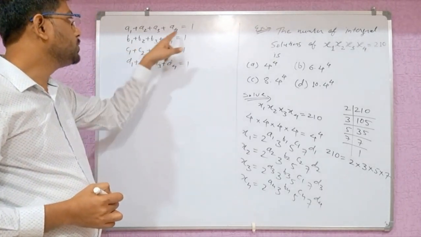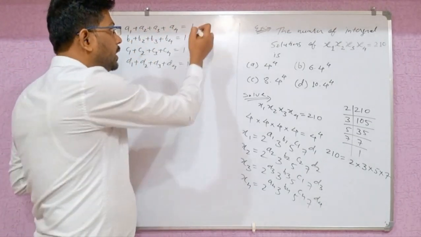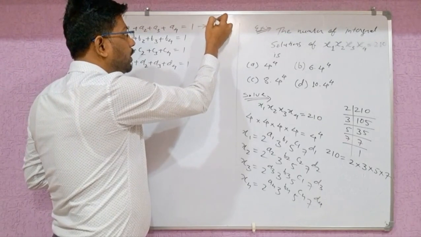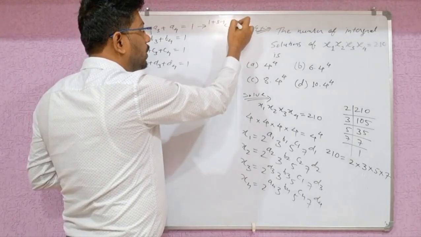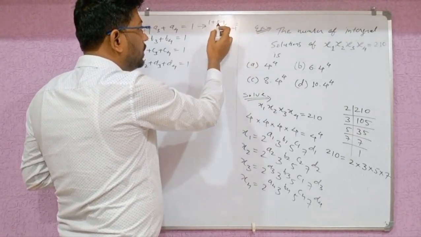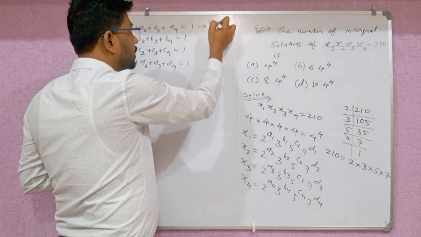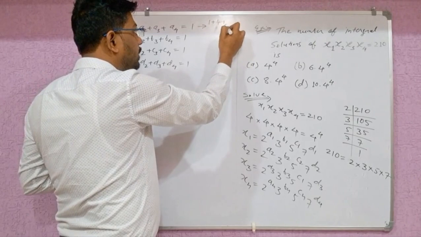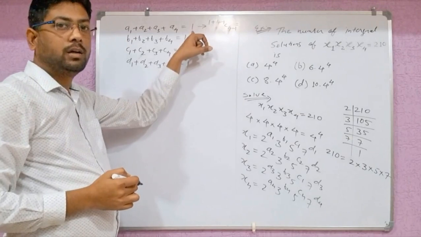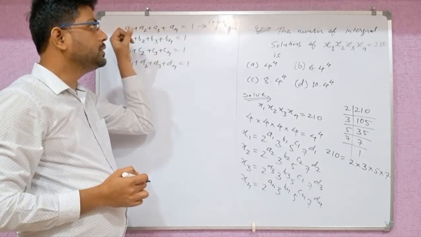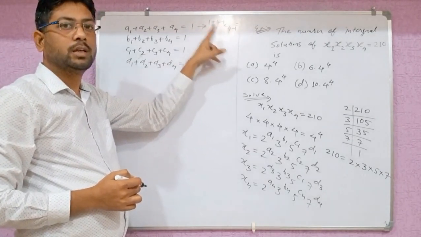Now the solution of the equation a1 plus a2 plus a3 plus a4 is equal to 1 can be written as 1 plus 4 minus 1 C 4 minus 1. How I am writing this, I will explain. This 1 is the number on the right hand side, and 4 is the number of variables on the left hand side. So this will be 4 minus 1 and C 4 minus 1. This is the general equation.